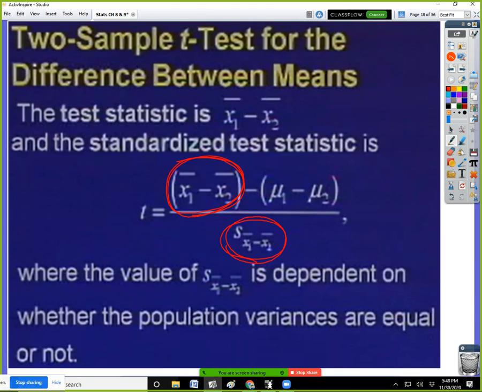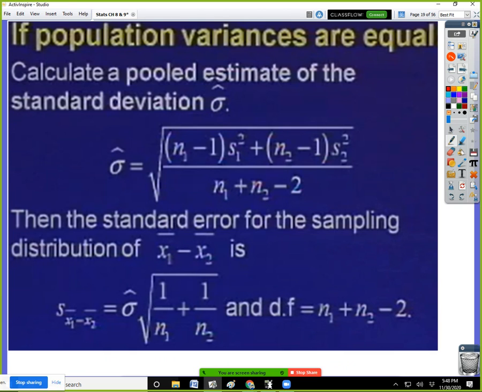So you're going to have to write this down. It depends on whether the population variances are equal or not. If the population variances are equal, then you create a pooled estimate of the standard deviation. You take n1 minus 1 times s sub 1 squared, plus n2 minus 1 times s sub 2 squared, and then divide by n1 plus n2 minus 2. Remember that degrees of freedom thing? Since we have two samples, it's basically n1 minus 1 and n2 minus 1, so it simplifies to n1 plus n2 minus 2.